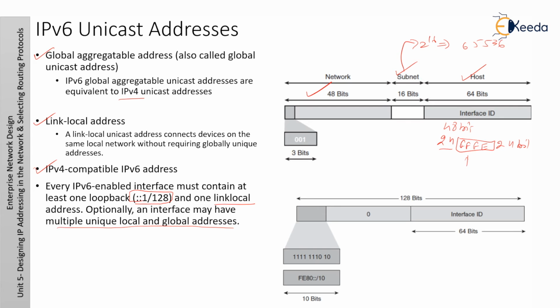A fixed prefix of binary 001, that is 2000::/3. If we see this binary 001, followed by the remaining zero bits, and calculate the number, this is 2, then 0, then 0, and then 0. Fine. The ::/3 indicates a global aggregatable IP version 6 address.